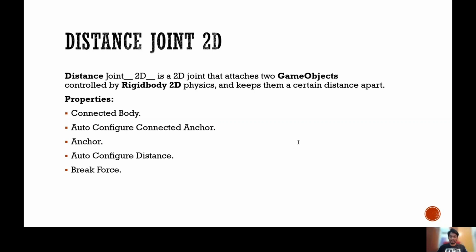Auto configure distance: to detect the current distance between two game objects and set it as the distance that the distance joint 2D keeps between the two game objects. If you enable this, you don't need to complete the distance field. Distance: specify the distance the distance joint keeps between two game objects. Break force: specify the force level needed to break, and therefore delete, the distance joint. Infinity means it is unbreakable.